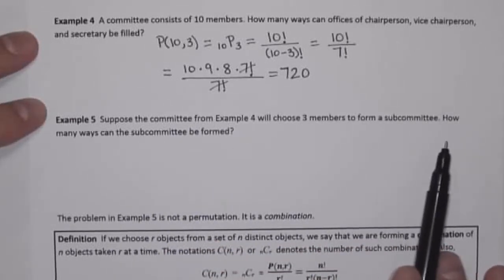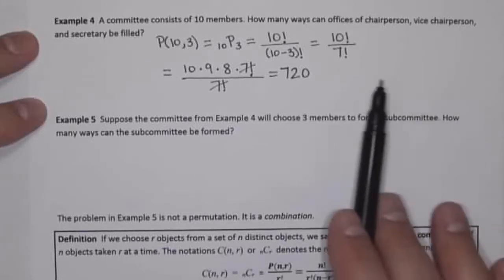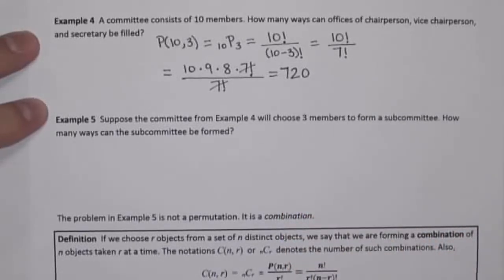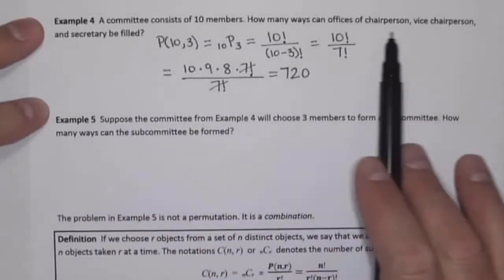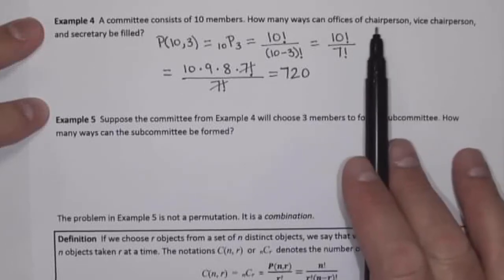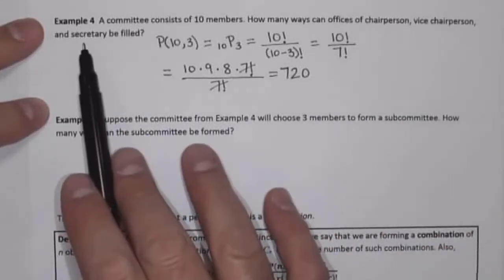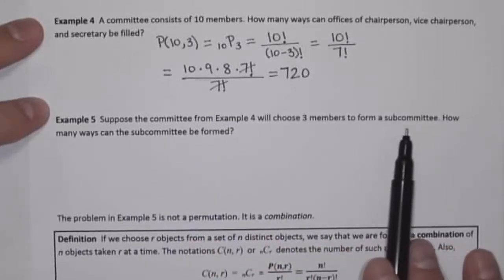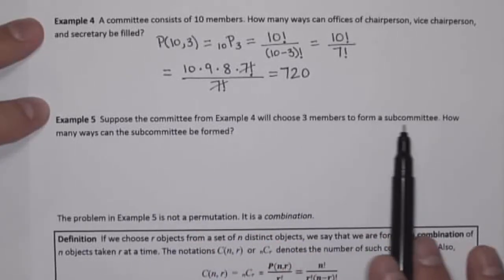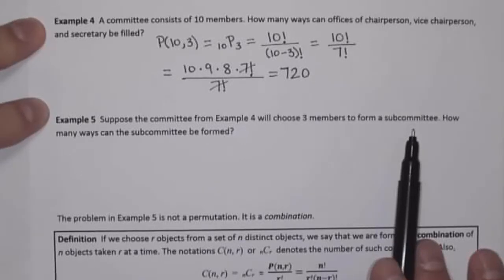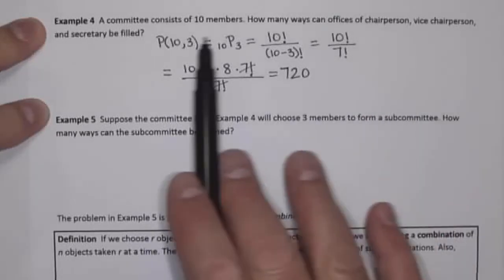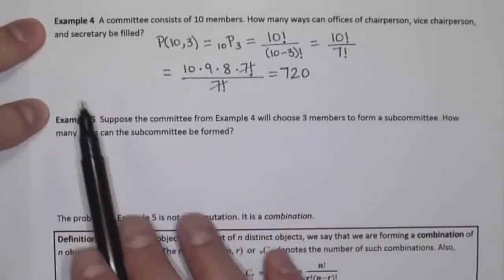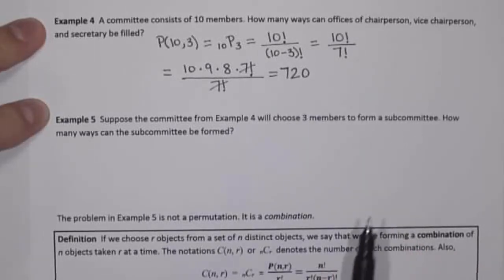So the first thing that I want to address is, how is question 5 different from question 4? Well, the difference is in question 4 we were selecting 3 members, but those 3 members were to be assigned an office. So there we had a chairperson, a vice chairperson, and a secretary. In example 5 there are no offices. So here we're just selecting 3 people. So what do I mean by that? Well, the difference is that in example 4, the order in which the individuals are selected matters. But in example 5, the order in which the individuals are selected doesn't matter.